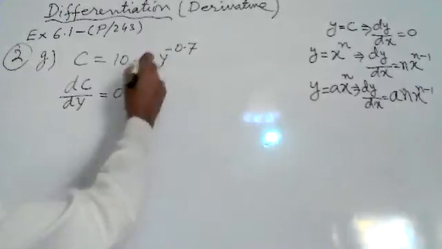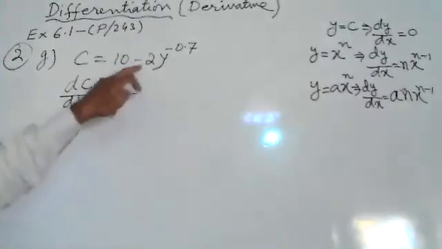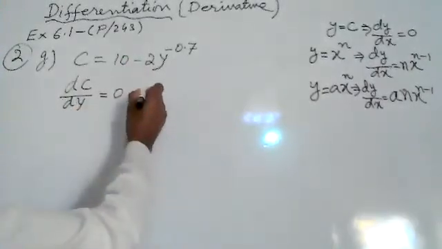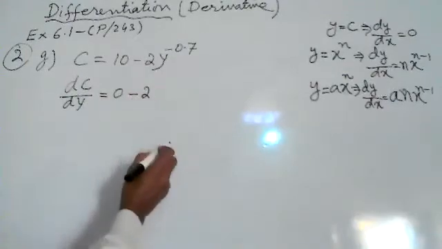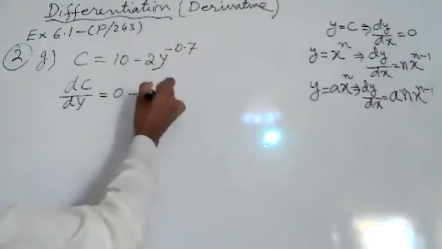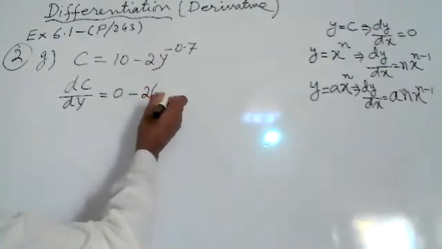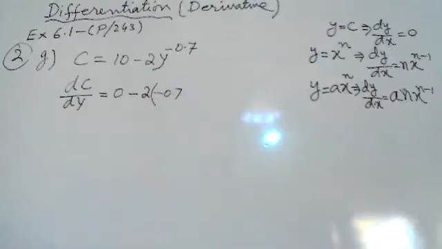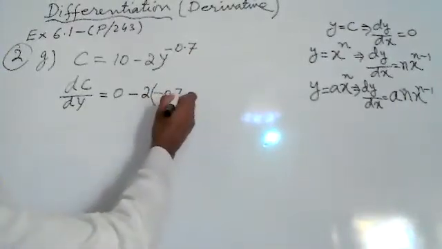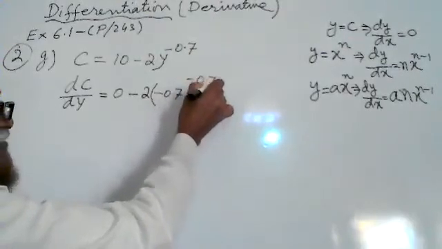Now we have to take the derivative of minus 2 y raised to power minus 0.7. So minus, 2 is constant, 2 will be written as it is. Now it will be multiplied with the derivative of y raised to power minus 0.7. So the power will come over there, minus 0.7 into y raised to power minus 0.7 minus 1.